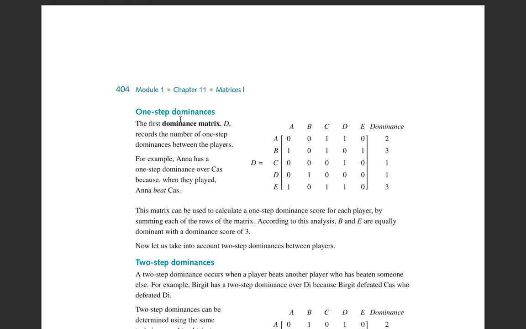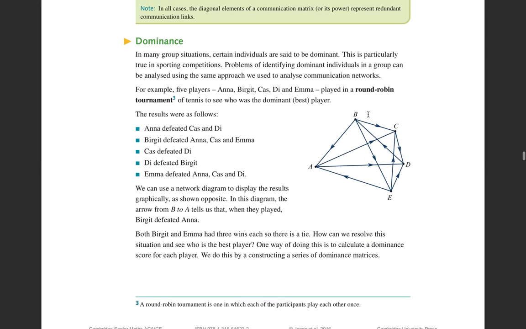Now these are called one-step dominances. So this indicates direct links between one point and another. What we can then do is look for two-step dominances. Two-step dominances are where a team beats another team, who then beats another team. So we could say B has a two-step dominance over C via A. So B to A to C means that B has a two-step dominance over C. It's where there are two edges joining two points. So B and C are joined by two edges going through A.